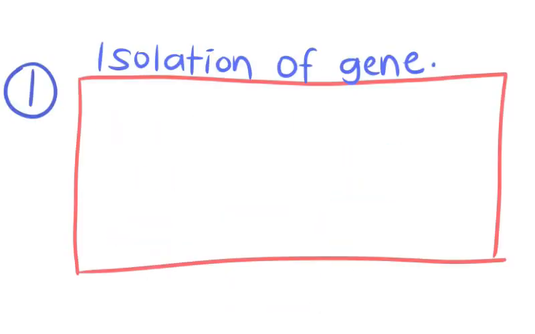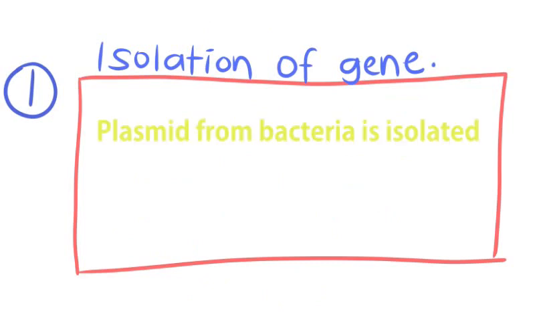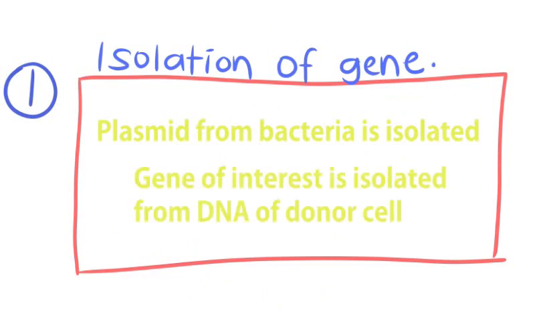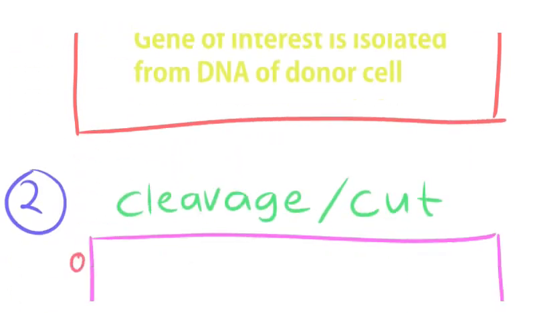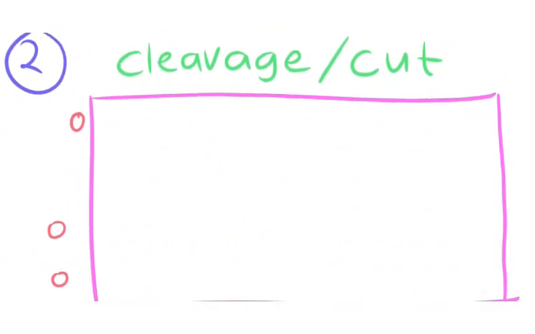First one, isolation of gene. In isolation of gene, the plasmid from the bacteria cell is isolated. The gene of interest is isolated from the DNA of the donor cell.